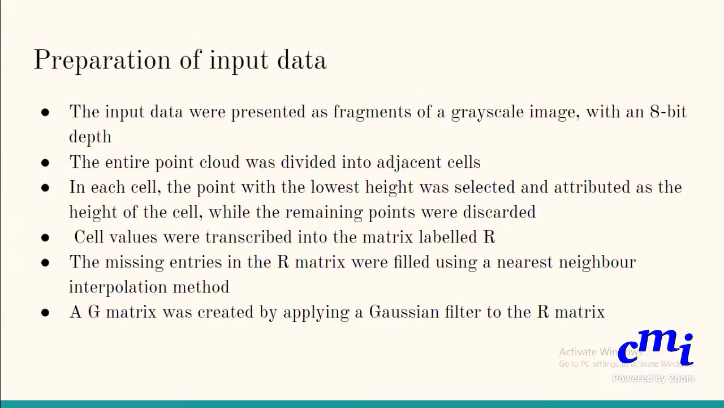So, preparation of input data. The input data was presented as a fragment of grayscale images with an 8-bit depth. A 65 by 65 grayscale image was input to the CNN, and the entire point cloud was divided into adjacent cells. In each cell, the point with the lowest height was selected and attributed as the height of the cell, while the remaining points were discarded. The cell values were transcribed into a matrix labeled R. The missing values of R were filled by the nearest neighbor interpolation method, and a Gaussian filter was applied to the R matrix, and we obtained a G matrix.